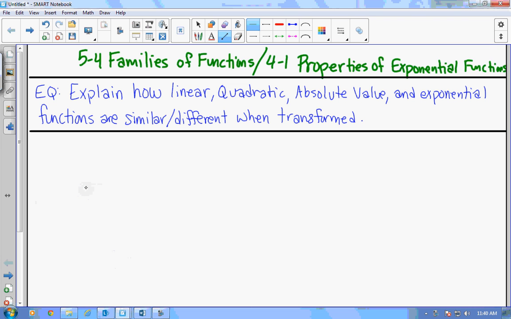Explain how linear, quadratic, absolute value, and exponential functions are similar and different when transformed. You've been doing linear since at least 7th grade. Quadratic we learned this year. Absolute value we learned this year, and exponentials we learned last year. Okay?